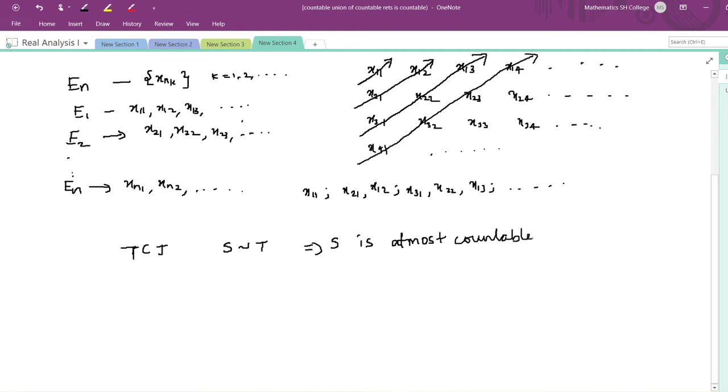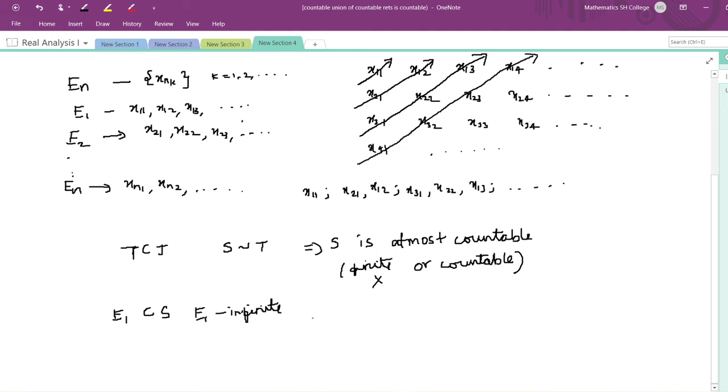Now what is at most countable? At most countable means it is either finite or countable. Now my aim is to show that it is countable. So I will show that this S is not finite. Now I can see that E1, or any one of these, is a subset of S and E1 is also infinite.